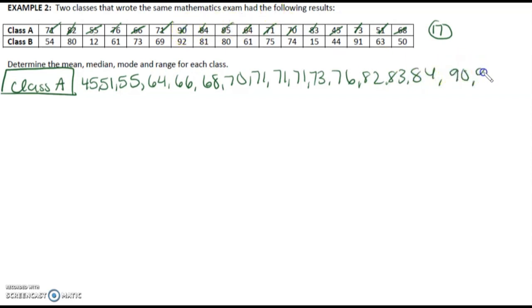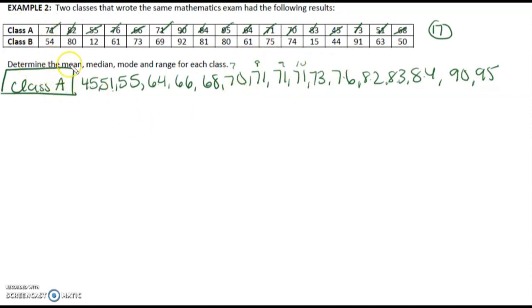And what I do is I always just count the number of data that I wrote out so that I ensure that I included every single point. 1, 2, 3, 4, 5, 6, 7, 8, 9, 10, 11, 12, 13, 14, 15, 16, 17. Okay, there's 17. And I just kind of labeled the numbers in the middle.